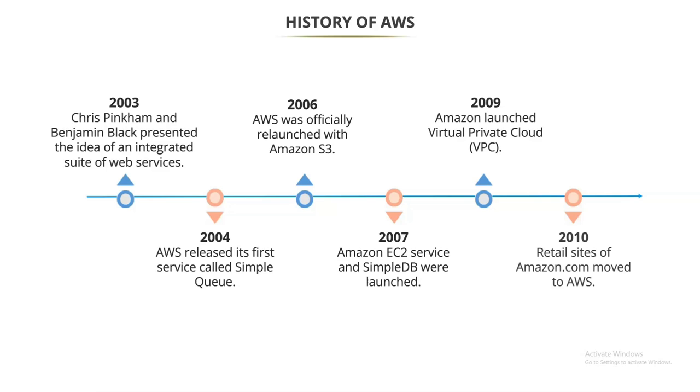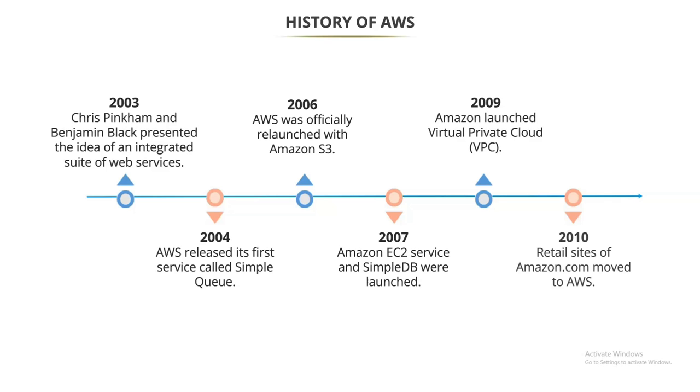Let's look into a brief history of AWS, how this particular cloud platform evolved. In 2003, Chris Pinkham and Benjamin Black presented the idea of an integrated suite of web services. In 2004, AWS released its first service called Simple Queue Service. This service was a kind of message queue, MQ, just like how Apache Kafka works. It is primarily used to receive the messages and store them in the form of a queue, in the form of orders, and the queue was polled by the backend team for processing the orders.